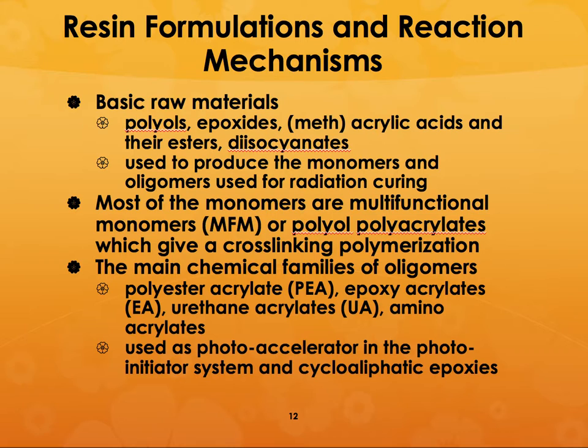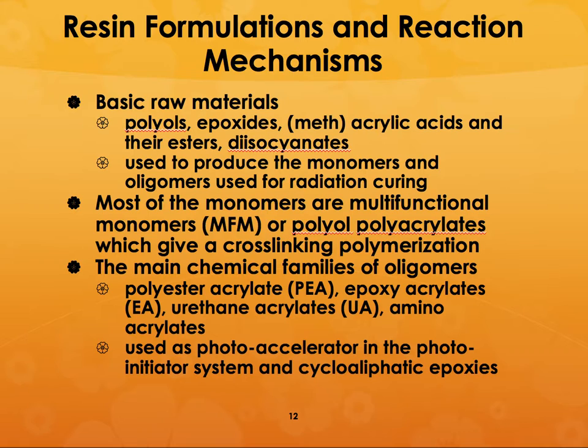So we are talking about some of the resin formulations and reactions. The basic raw materials can be different kinds of acrylates or polyols or epoxides, and they are used to produce the monomers and oligomers used for radiation curing. And the monomers themselves are multifunctional monomers or polyol polyacrylates which can cross-link. So essentially, don't worry about the exact chemical composition, but just understand that they are multifunctional monomers that can cross-link and create a strong polymer.